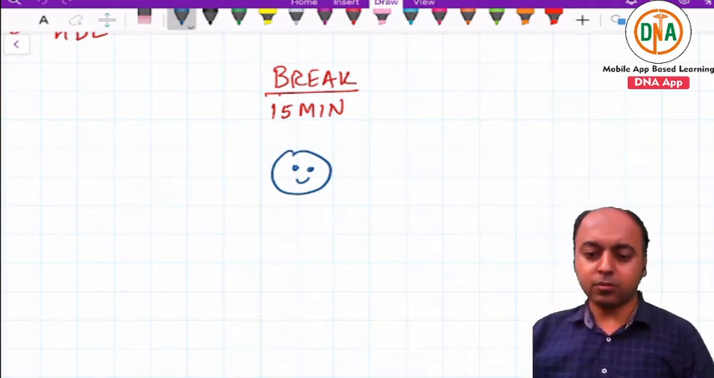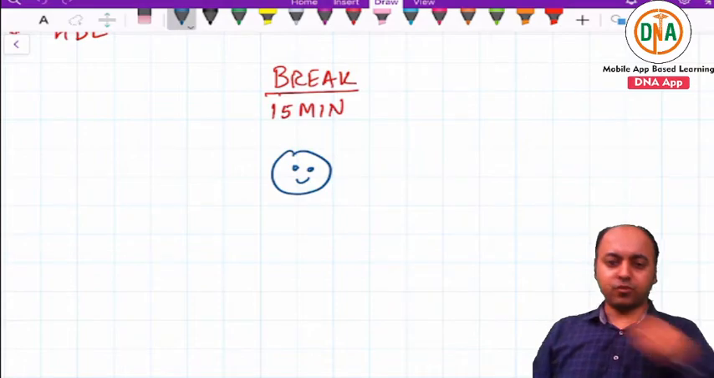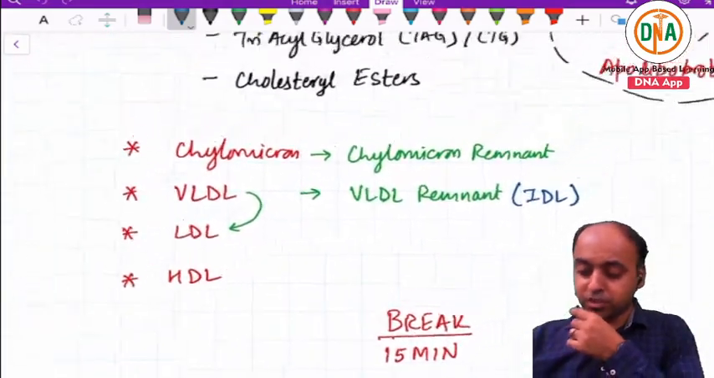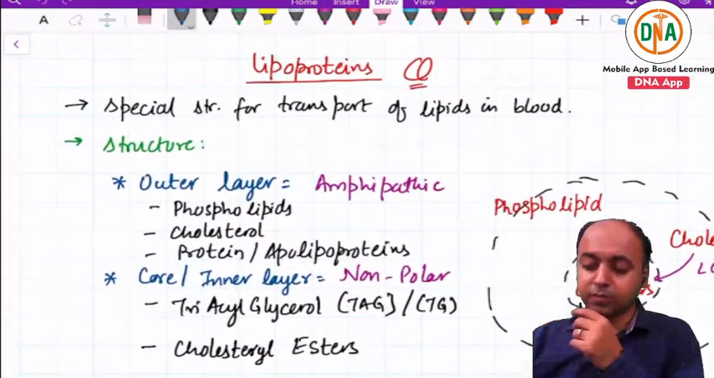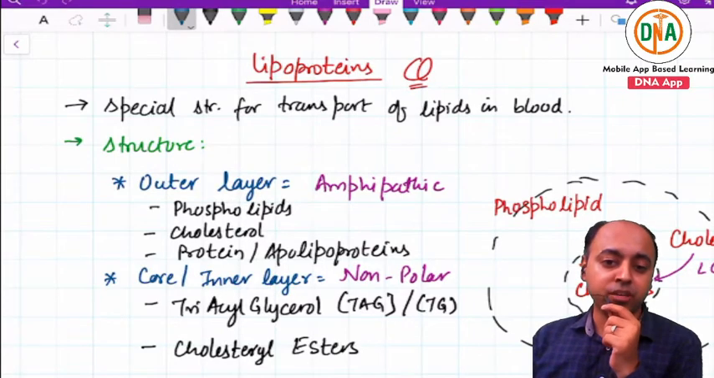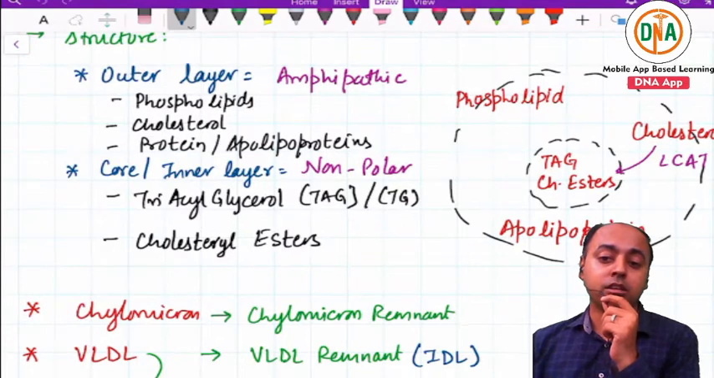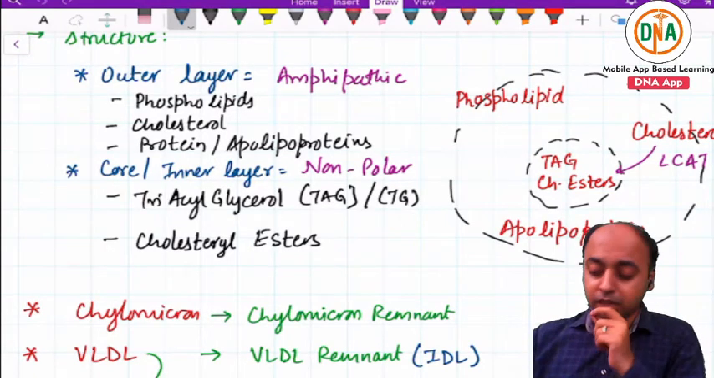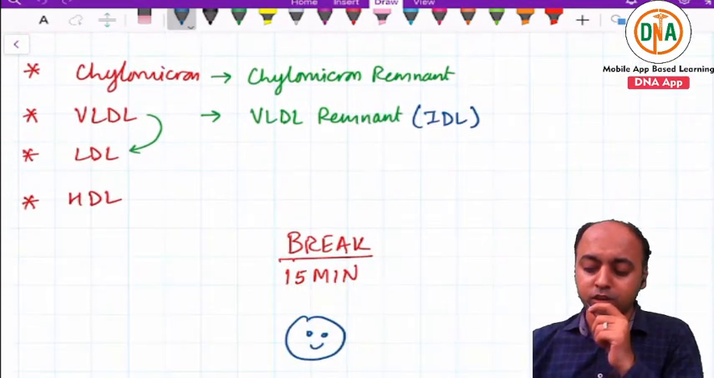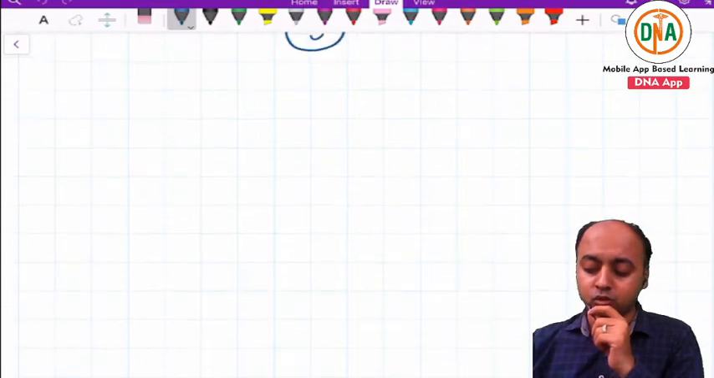We were talking about the lipoprotein before the break. We had mentioned very briefly what exactly is a lipoprotein, what function it is performing very broadly. We looked at the structure of the lipoprotein, the outer and inner layer components, and we briefly mentioned which are the important lipoproteins that you should know about.